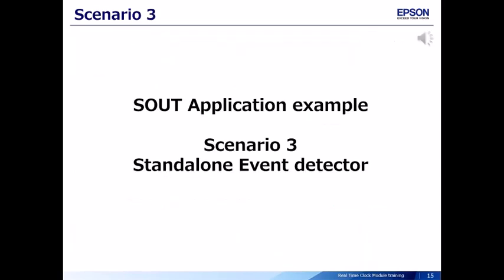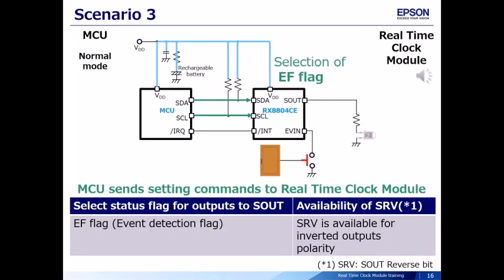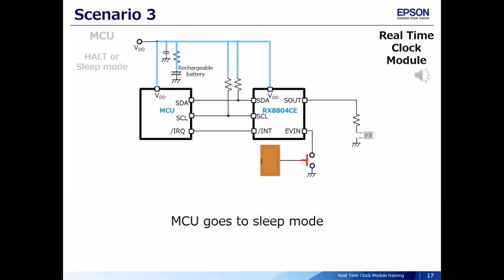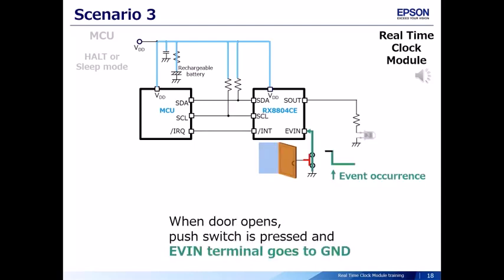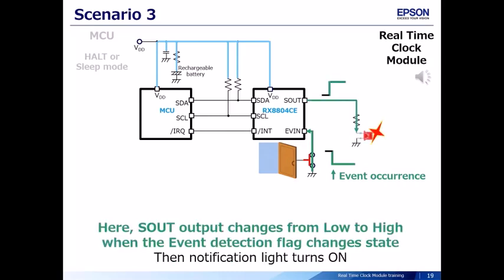Scenario 3. Standalone event detector. MCU sends setting commands to real-time clock module. We select event detection flag. MCU goes to sleep mode. When door opens, push switch is pressed, and EV-in terminal goes to ground. Then, SOUT output changes from low to high. When the event detection flag changes state, then notification light turns on.